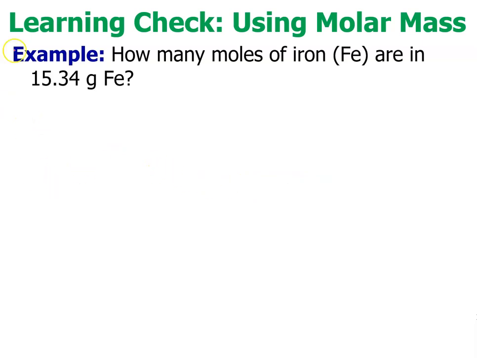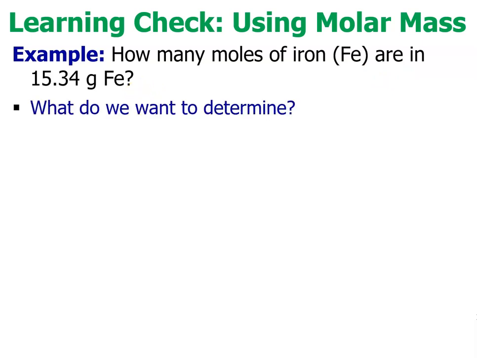So in this example, how many moles of iron are in 15.34 grams of iron? What do we need to know? What do we want to determine? We want to determine the number of moles, right? So what we're going to need to use is a periodic table to look at iron.